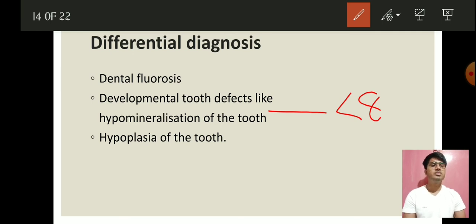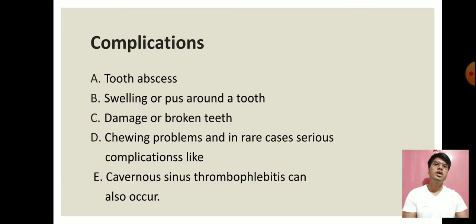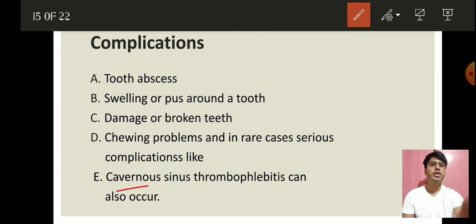Hypoplasia of the tooth is basically thinning of the enamel. Okay, so tooth decay isn't that difficult to diagnose, I would say. Complications can include spread of the infection, and it can also include movement problems. Okay, so we have movement problems like chewing problems. Okay, and we have infections like tooth abscess, swelling or pus around the tooth, damaged or broken tooth, and in rare cases we can have cavernous sinus thrombophlebitis, which is a dangerous condition, right?